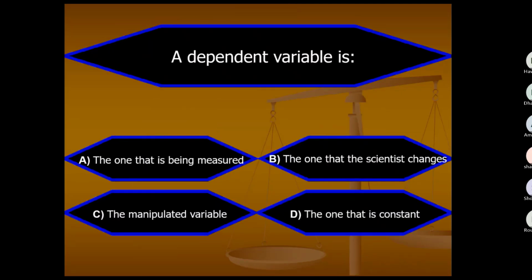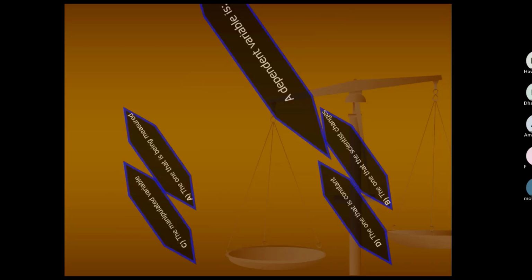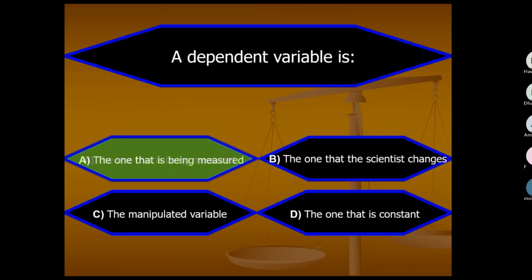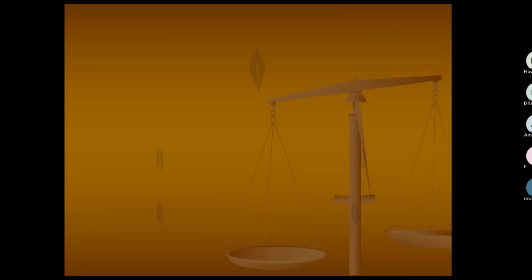Now let's go back to the dependent variable here. Which one is the dependent variable? We know the one that changes is the independent, right? So we reject B. The one that is constant, no, we reject it because we have to have change in this one. So we reject B and D. If we go for C, the one manipulated variable, no. So we will go for what? The one we measured. Sorry about that. So the one we measured, it being measured is the response. So it's the dependent variable, right?